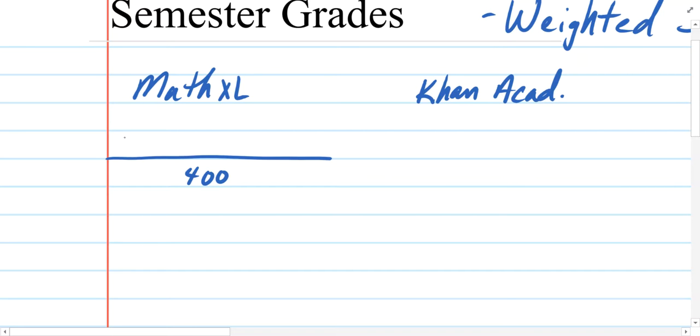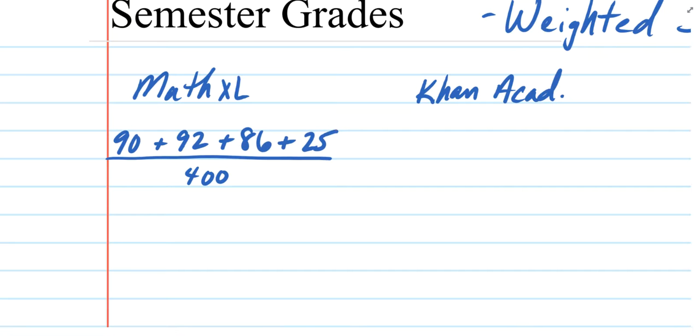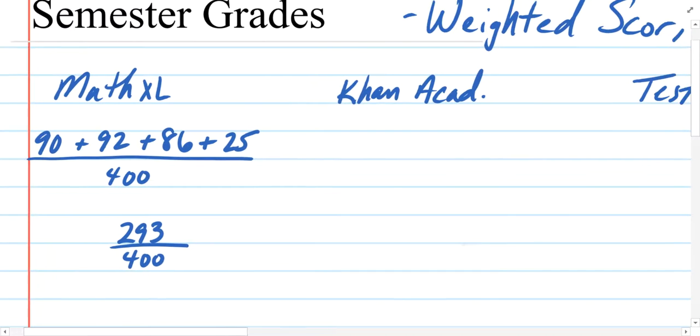And let's say on the first assignment you scored a 90%, and on the second one you scored a 92, and on the third one you scored an 86, and then on the fourth one you just ran out of time and you only earned 25% on it. Well, if I were to add these 4 percentage scores together, I would end up with 293 points out of a possible 400 for that group. And I'll show you what to do with that in just a moment.